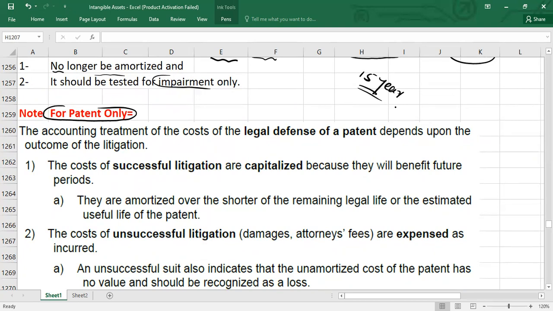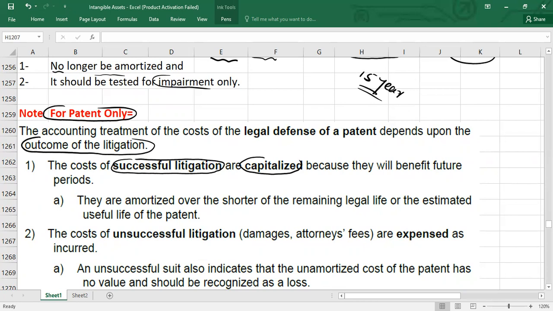Accounting for legal defense of a patent depends upon the outcome of the litigation. If the litigation is successful, like you are successful in defending your patent infringement, then whatever cost you have incurred, like maybe attorney fees or certain other legal costs, these costs must be capitalized. And of course, if these costs are capitalized, you need to amortize them again because it is a patent. You need to amortize over the shorter of useful life or legal life, because these costs are going to provide you benefit in future periods.